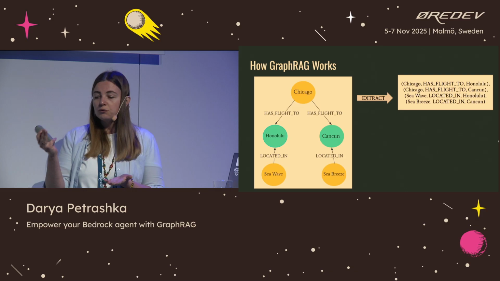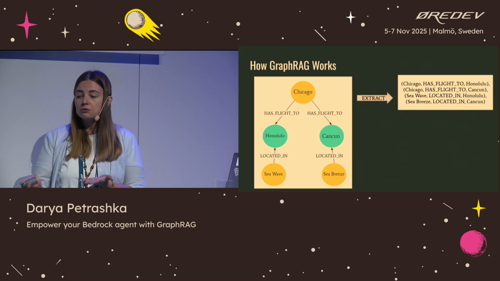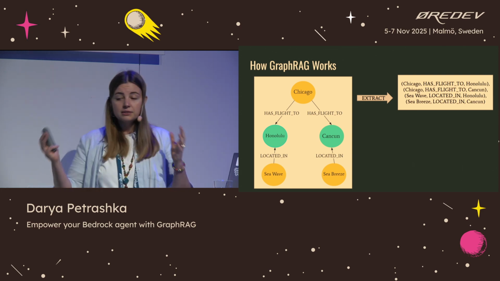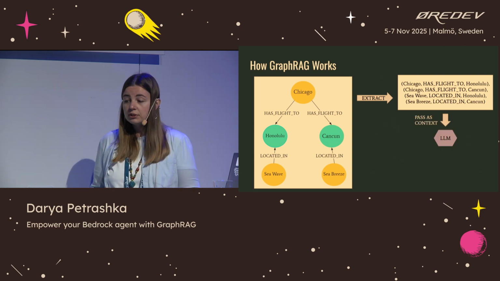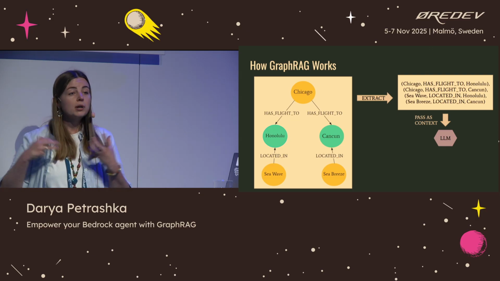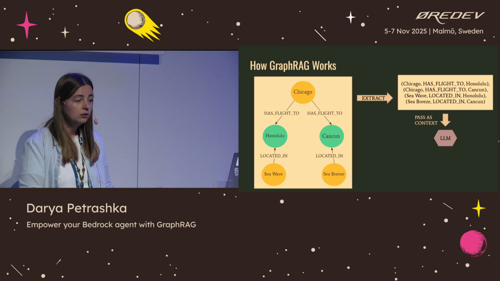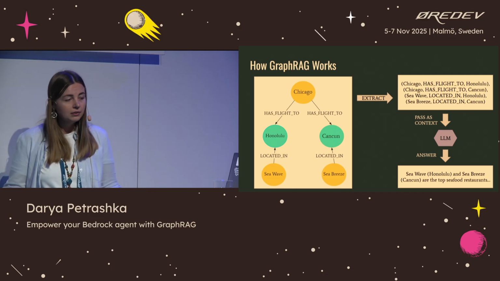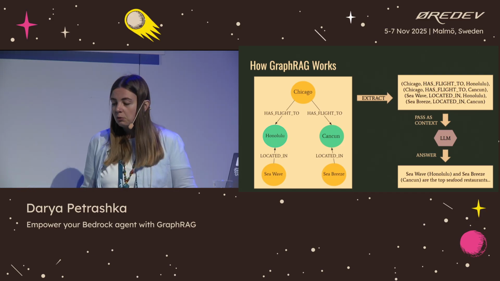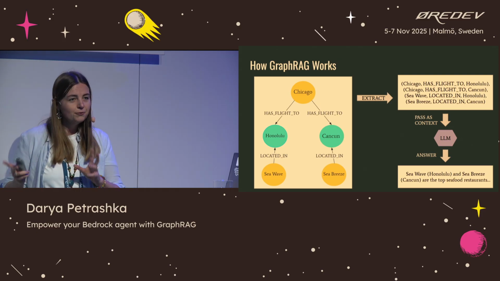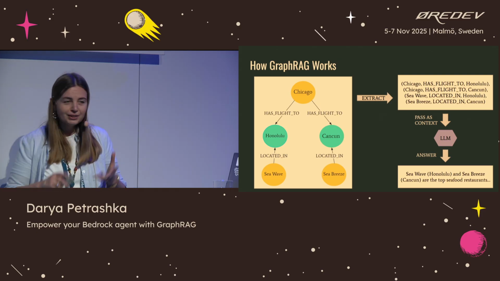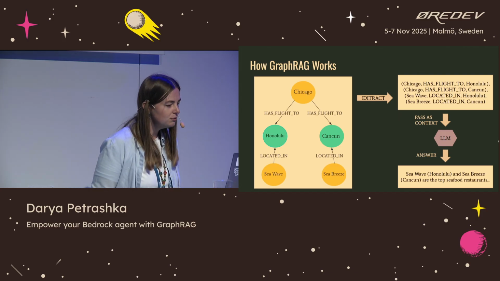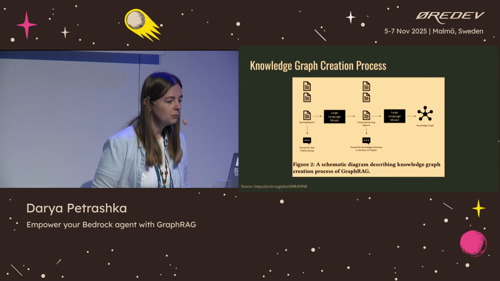If we go back to our example, let's imagine that our graph is not that simple. It's just a portion of our big graph. Given our question about flights from Chicago and popular seafood restaurants, we would extract some triplets, like Chicago has flight to Honolulu, and Sea Wave located in Honolulu. Those would be extracted and passed as context to the large language model, and it can answer our question in a pretty nice way. We have Sea Wave, a fake restaurant in Honolulu, and Sea Breeze, a fake restaurant in Cancun, and they have a top seafood offering.